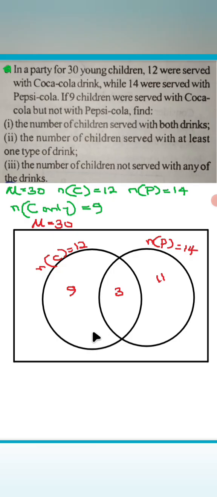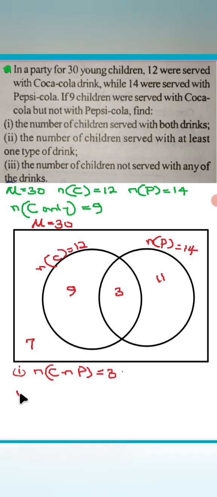Now, if we add this up, 9 plus 3, we'll have 12. 12 plus 11 gives us 23. And 23 is not the total in 30, which means 30 minus 23 is 7. That means 7 do not drink anything. So the first question said the number of children that were served with both drinks, and that is what we have in the middle here, the intersection. So we're looking for the number of children served with C intersection P, and that is 3.